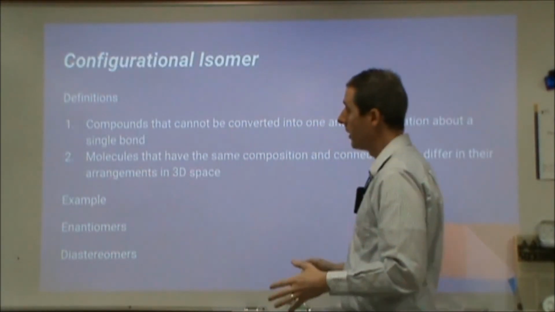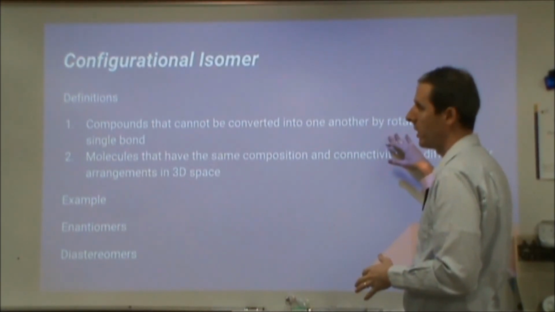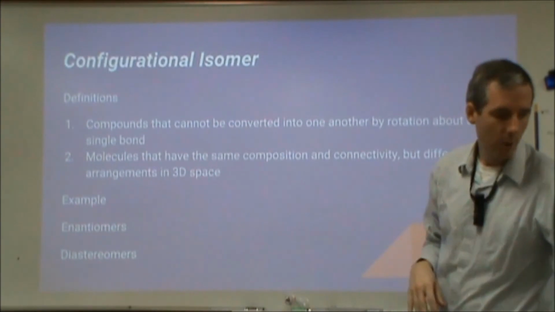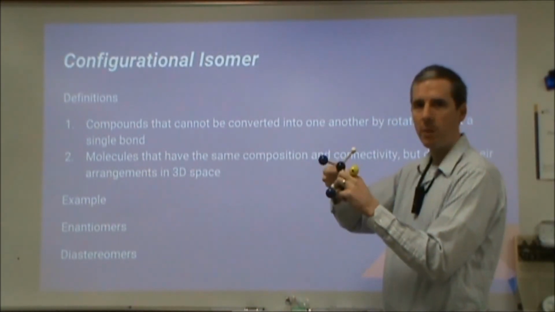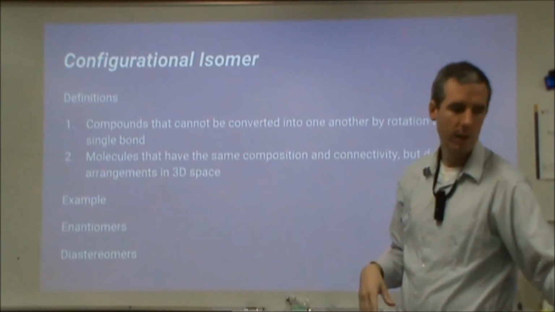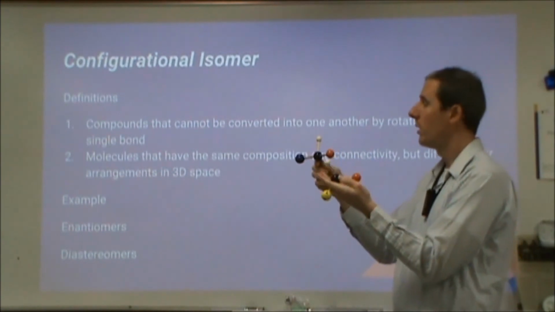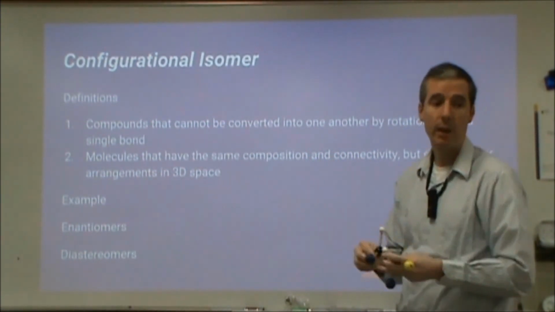A configurational isomer is a compound that cannot be converted into another by rotation about a single bond. So if these 2 molecules had been different, but I could have just rotated something and made it into the other one, that would not have fit this definition. These are not the case. If I want to convert one of these into another, I'm going to have to actually break a bond and take these apart and put them back together.